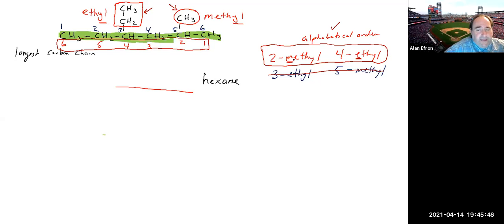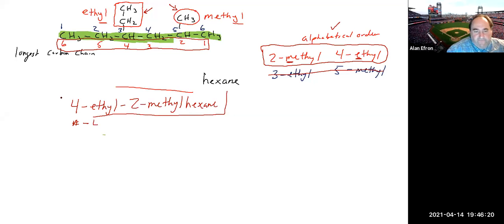So now that we established that these are the numbers, we would call this 4-ethyl. 4 is a number separated by a letter with a dash. We are now going to go 4-ethyl dash 2-methyl. Again, letter and number separated by a dash, hexane.